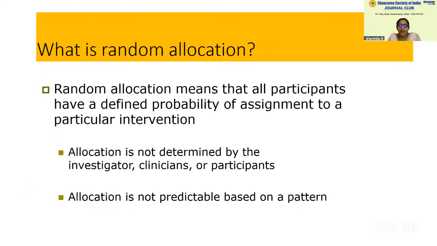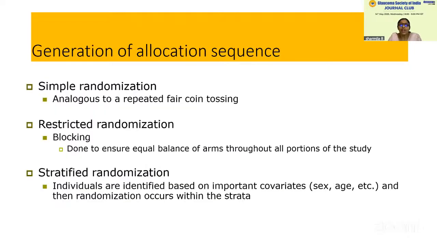So what is random allocation? Random allocation means that all the participants have a defined probability of getting assigned to a particular intervention. It could be either a placebo arm or an experimental study arm. Allocation is not determined either by the investigator, by the clinicians, or the participants. An allocation is not predictable based on any particular pattern.